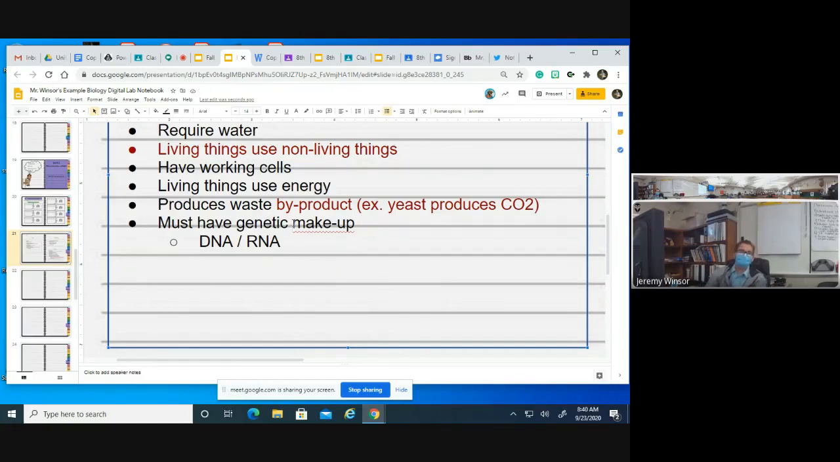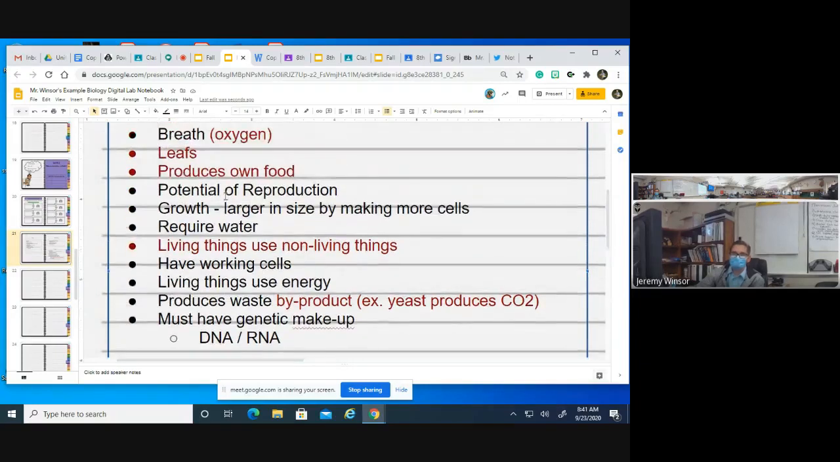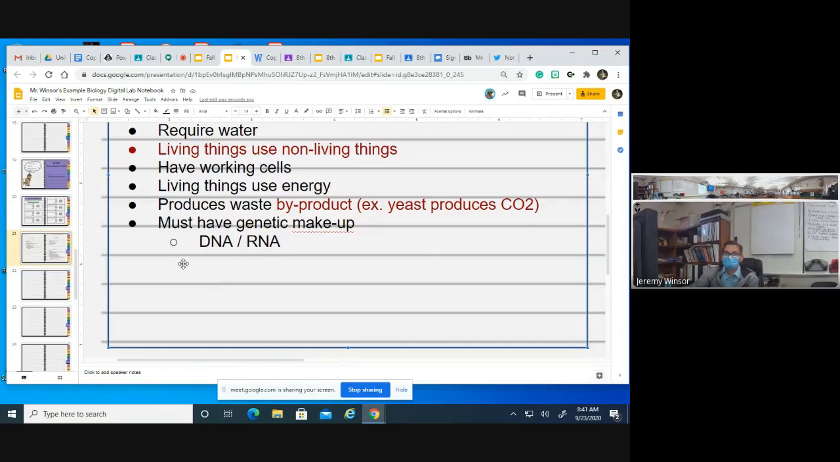So that would help me to discount a fire as being a living thing, even though it produces waste, it uses energy, it grows, it has the potential of reproduction. It seems to breathe because I know it uses oxygen, because if I cut oxygen out of a candle, it's not going to continue to grow or even exist. But when I get down to this genetic makeup, I can say, oh, well, a fire doesn't have DNA. And so because it doesn't have DNA, it's non-living.